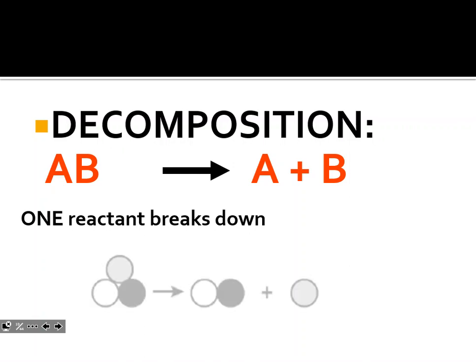So decomp here, let's take a look at the particulate model. This particular model, we have a compound that has 3 elements, 1, 2, 3 elements in it. It breaks apart into a smaller compound with just 2 and 3, and then 1 over here is an element by itself. So as you can see here, one thing breaks apart into multiple things.